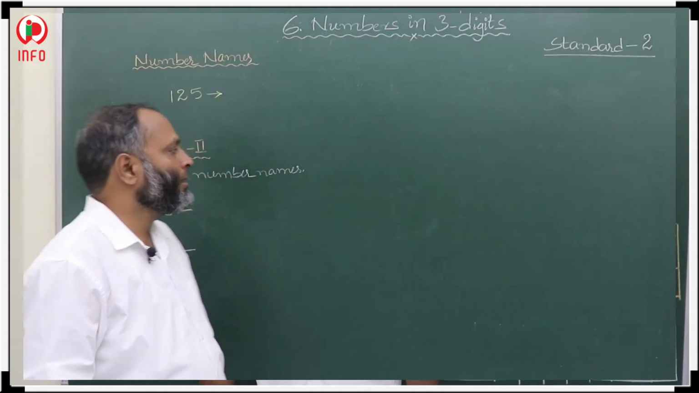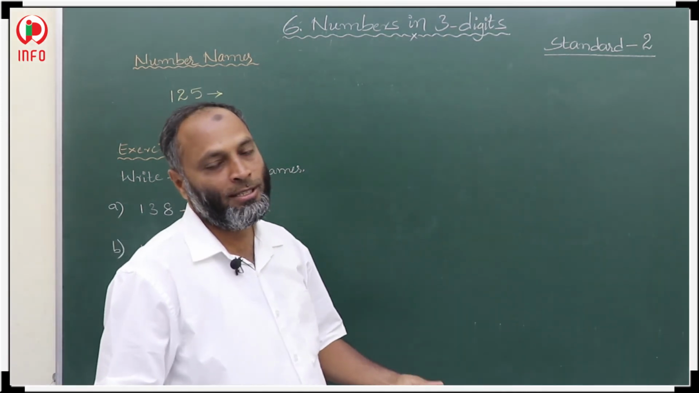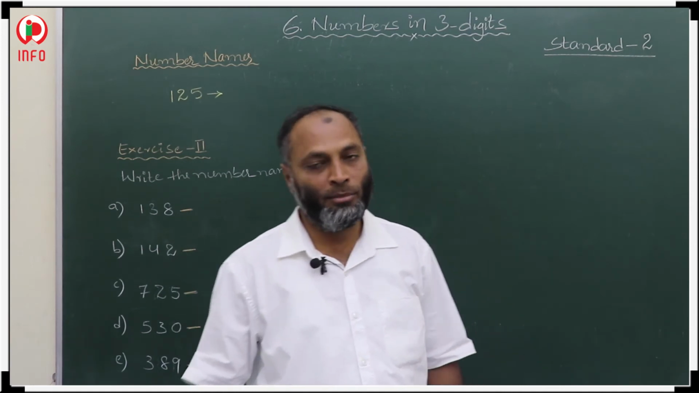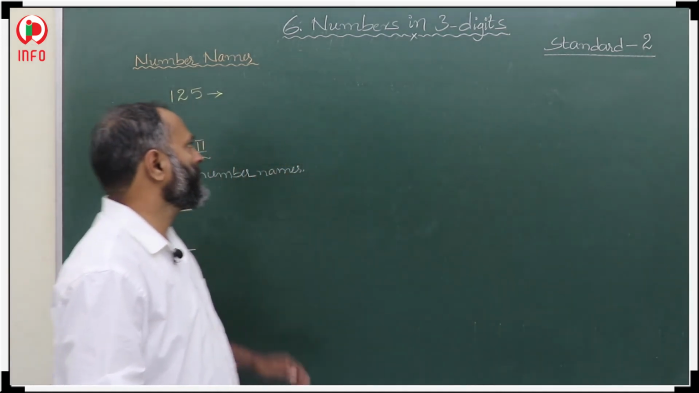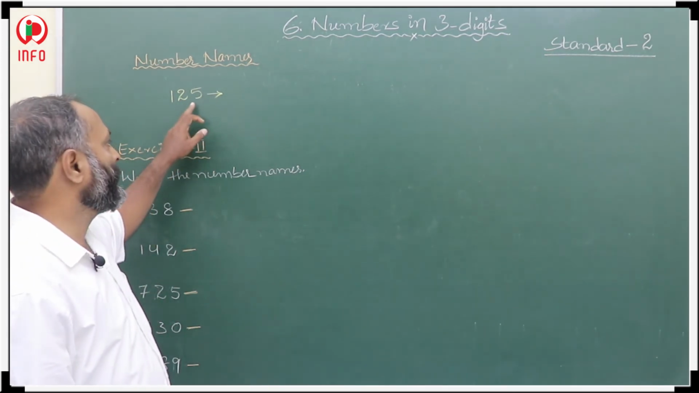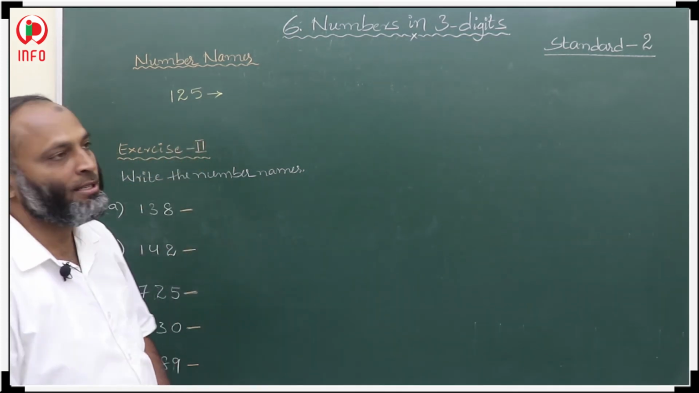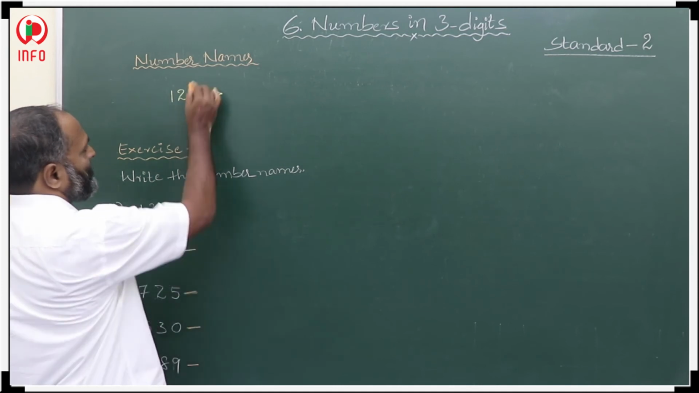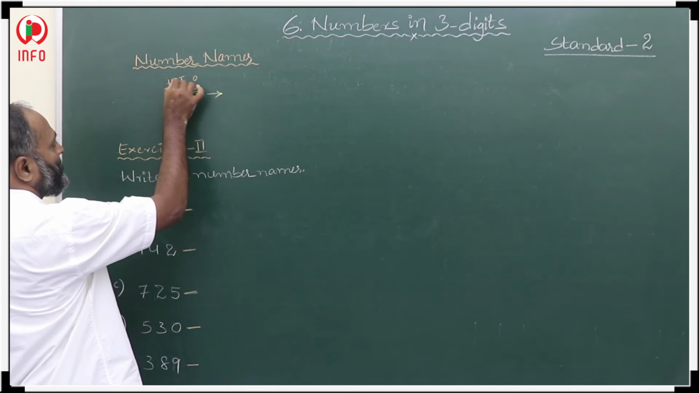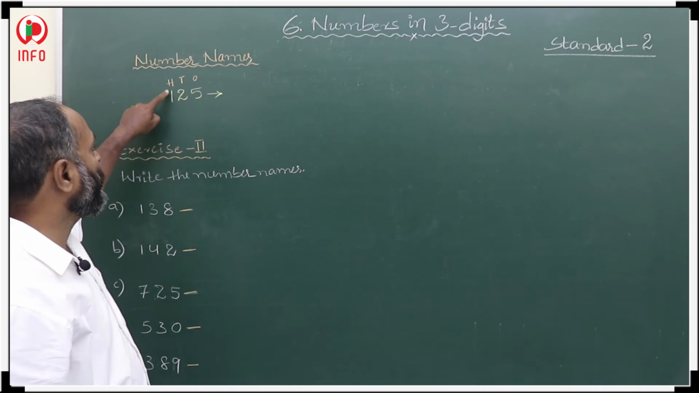Okay, now see here number names. Now we are going to learn how to read and write number names. See here first, 1, 2, 5. This is a 3-digit number. Then how to read this one? The first is ones place, this is tens place, and this is hundreds place. So 1 is in hundreds place.